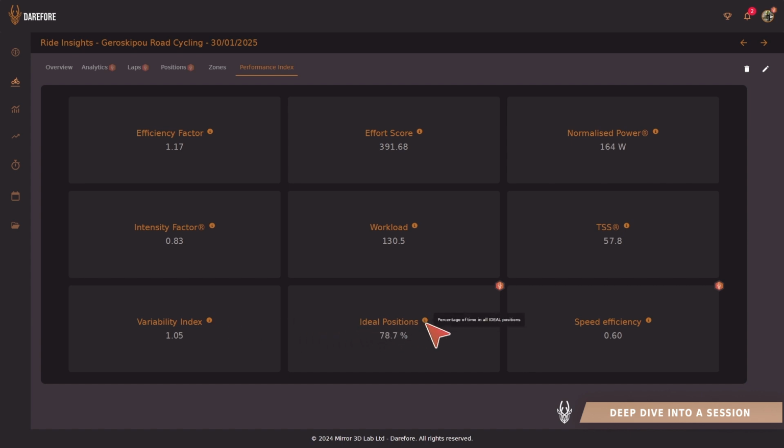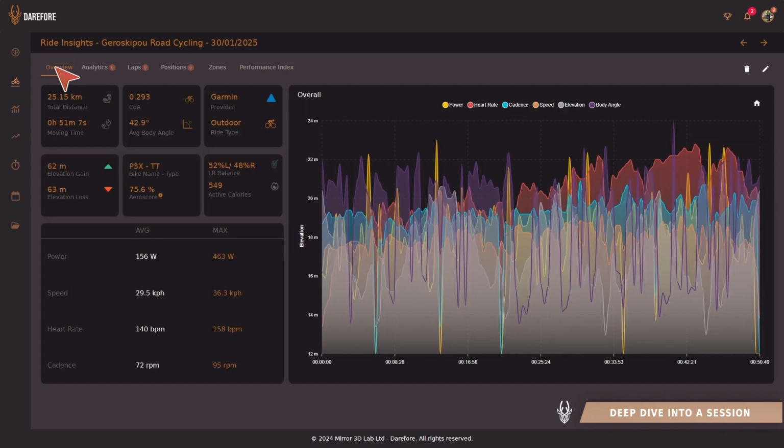Ideal positions. This metric shows how well you maintained your target position throughout the ride. And speed efficiency. This metric analyzes how effectively you converted power into speed. By connecting the insights from each tab, you can gain a deeper understanding of your strengths and weaknesses, identify areas for improvement, and refine your training strategy to achieve your cycling goals.